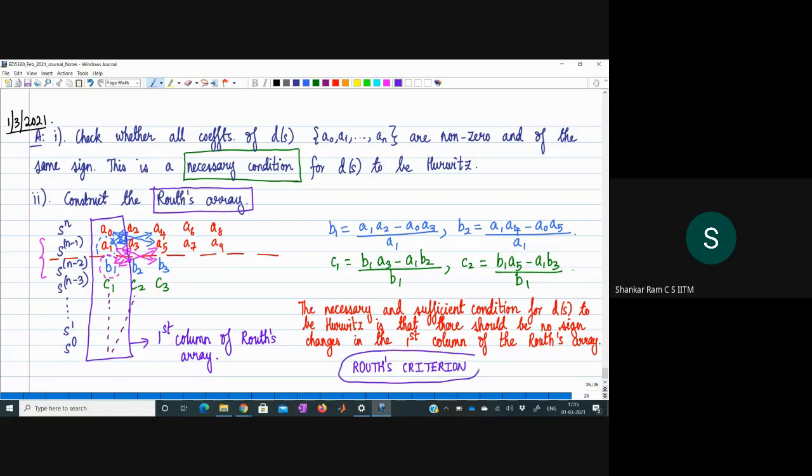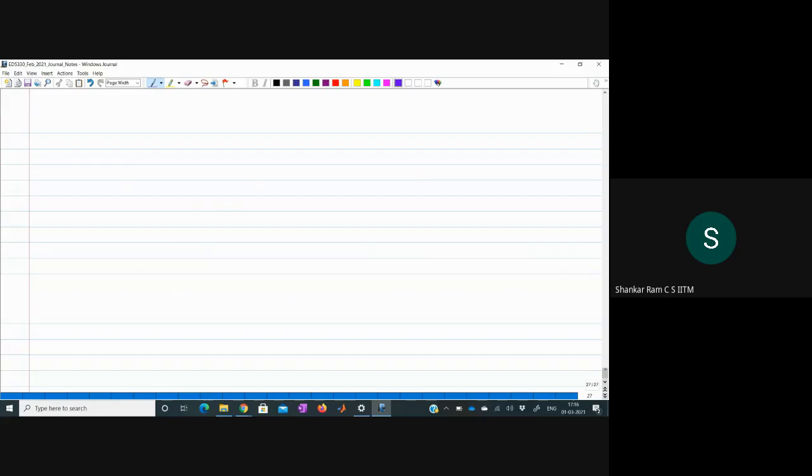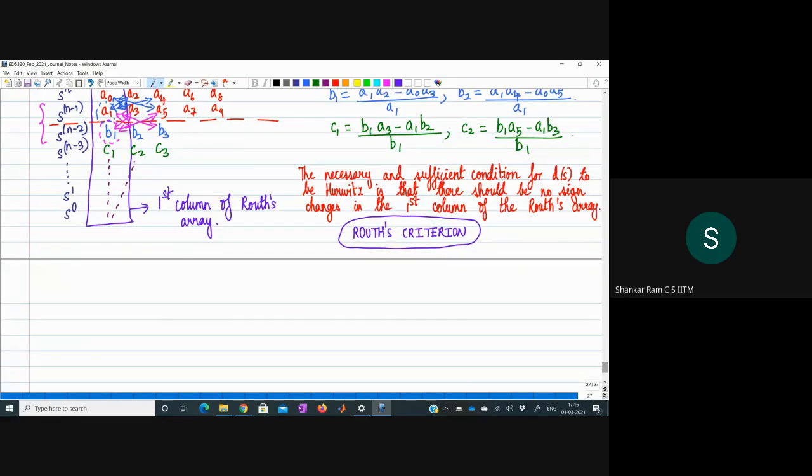So in general, one can use the Routh criteria to figure out the distribution of roots of a polynomial. But from the perspective of our course, our application is control system design. So what we are going to do is use this criteria to figure out whether the closed loop system is stable or not. That's all we are going to do. All right, so now what we have is the following.